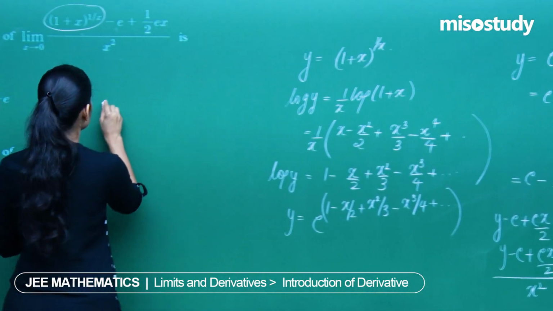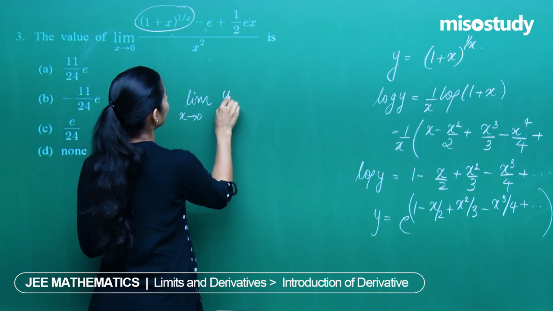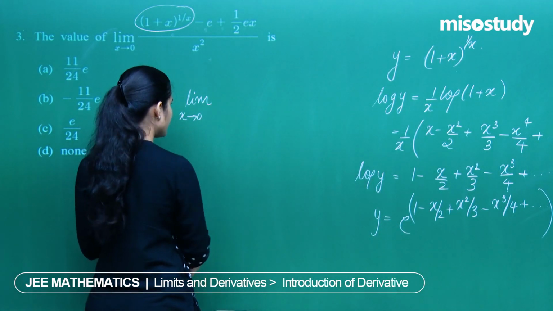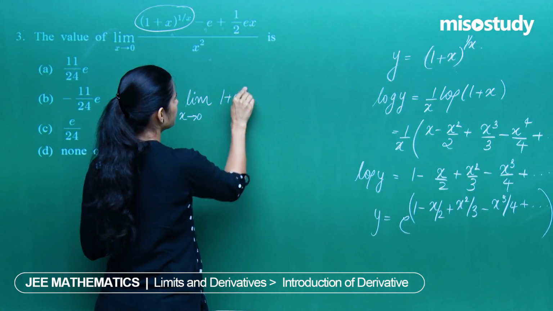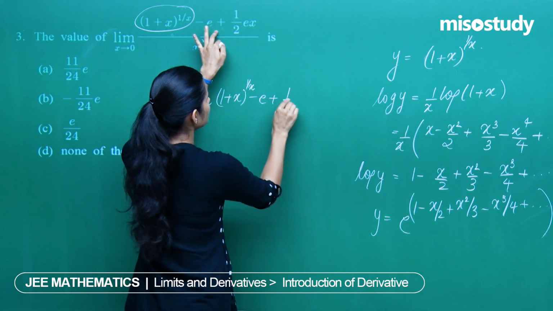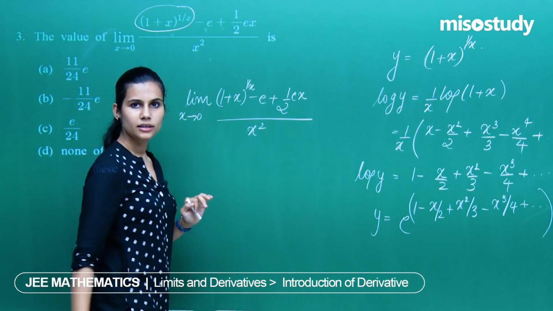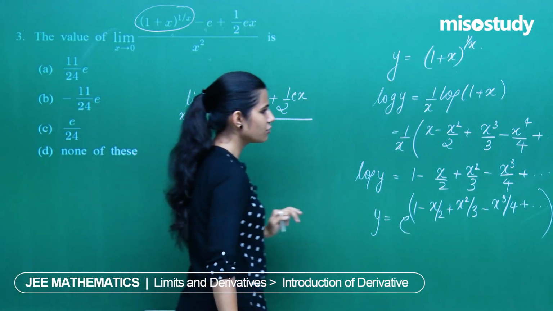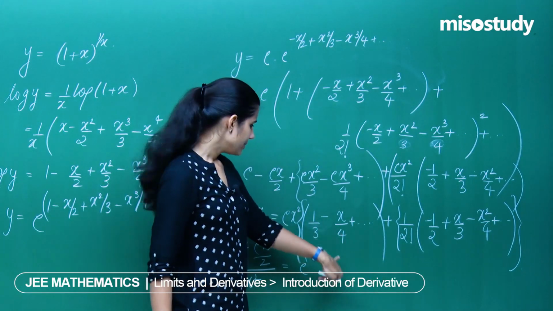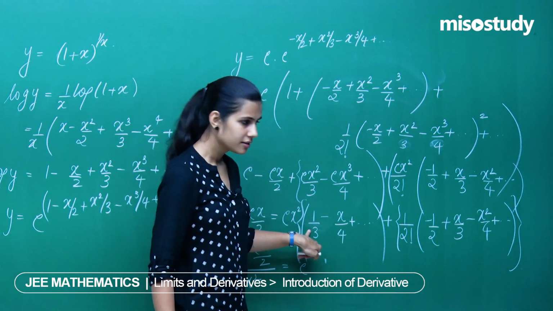I am just interested in the limit x tends to 0. Y is nothing but 1 plus x whole to the power 1 by x. Let me replace that by the expression y minus e plus 1 by 2 ex whole upon x square. When you apply limit x tends to 0 on the right hand side, it is e into all of this. Limit x tends to 0 makes all of this 0. You are just left with 1 by 3.